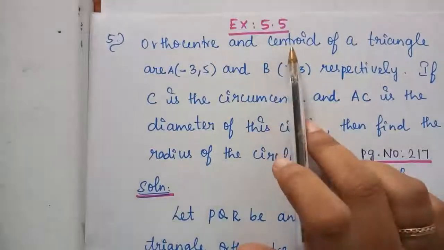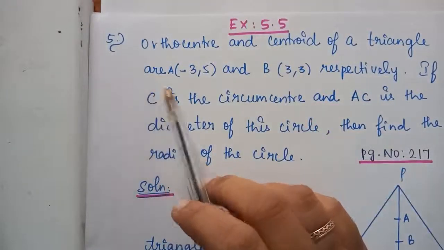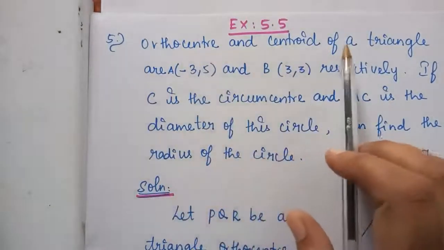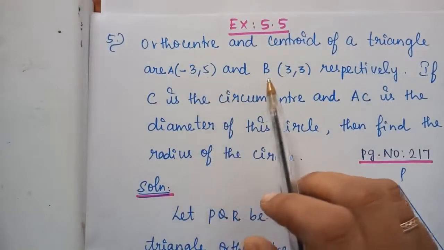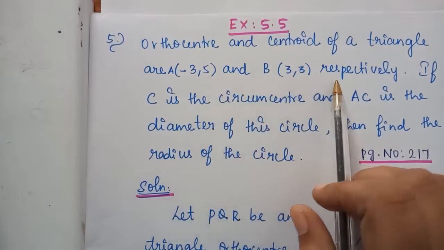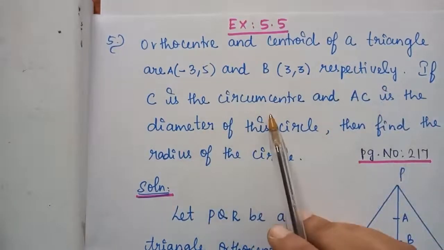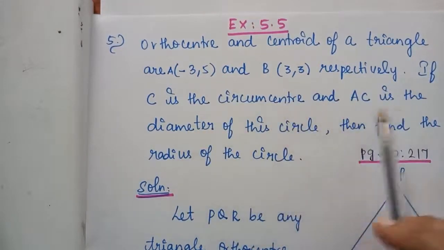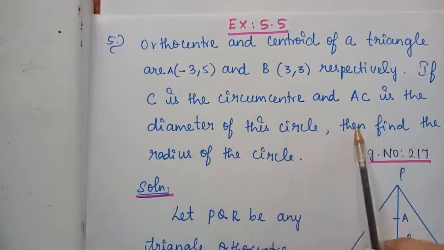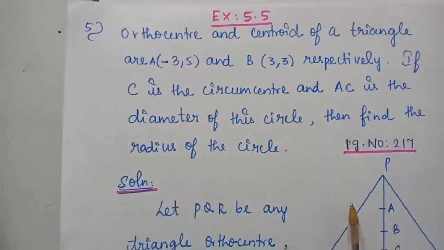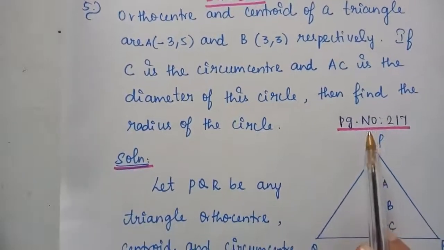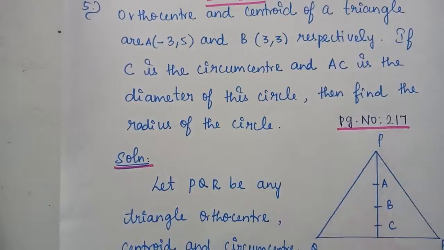Exercise 5.5 continuation, problem number 5. The orthocenter and centroid of a triangle are A(-3, 5) and B(3, 3) respectively. If C is the circumcenter and AC is the diameter of the circle, then find the radius of the circle. This problem belongs to page number 217.